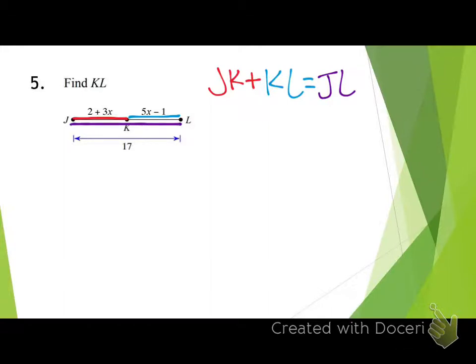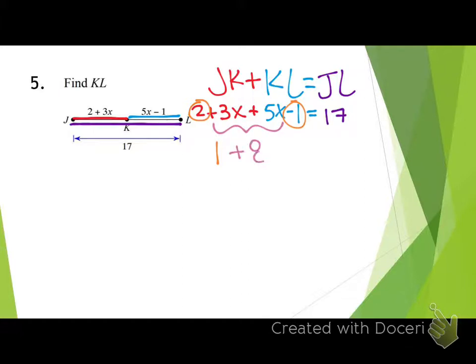All right, what's the length of JK? 2 plus 3x. And then KL, 5x minus 1, equals 17. All right, we want to combine like terms if we can. We could do the 2 and the minus 1. What's 2 minus 1? 1. And 3x plus 5x, 8x.